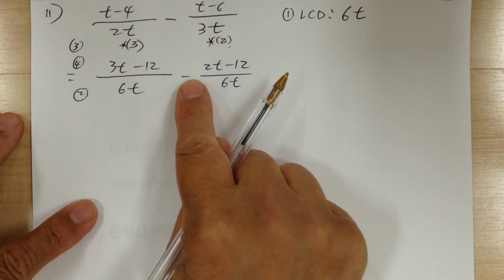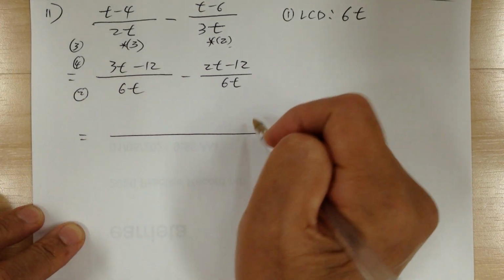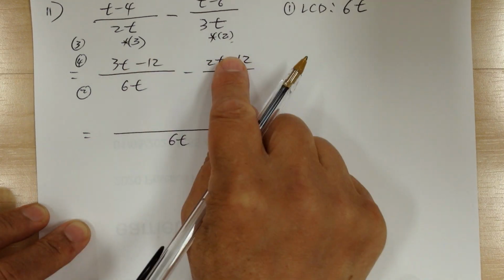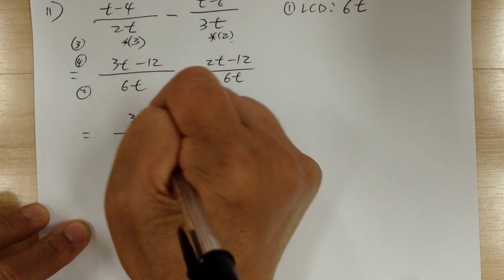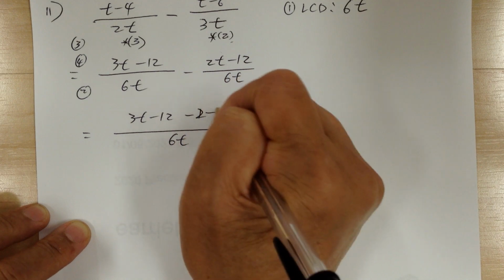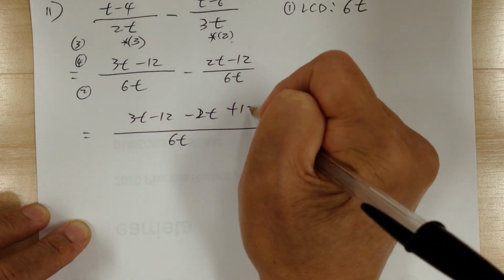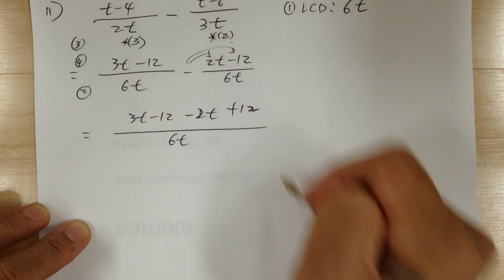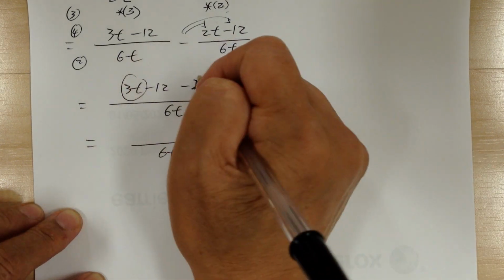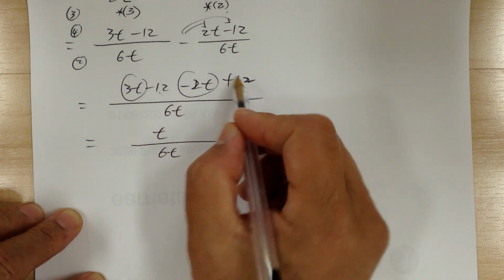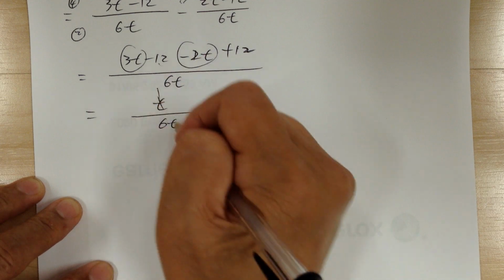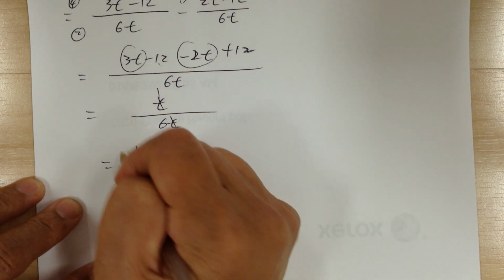Now you have to be very careful with the subtraction. So when you combine everything together, you don't want to do the combining right away. What you want to do is distribute to change the sign. So it would be minus 2t plus 12. So you have to distribute. Then after that, you can go ahead and combine the like terms. So this will give me t, and this will cancel out. Then t and t will cancel out, divide by t. So the answer would be 1 over 6.